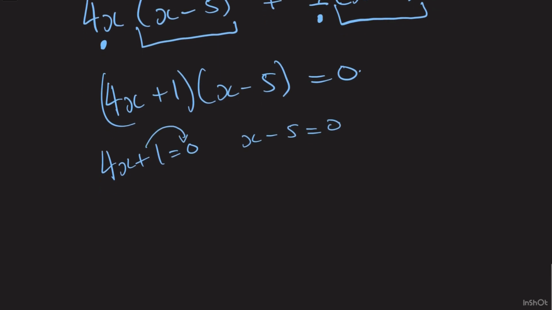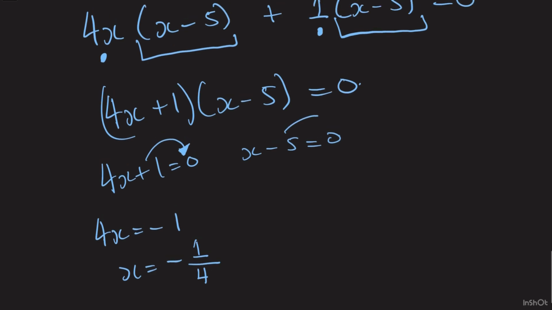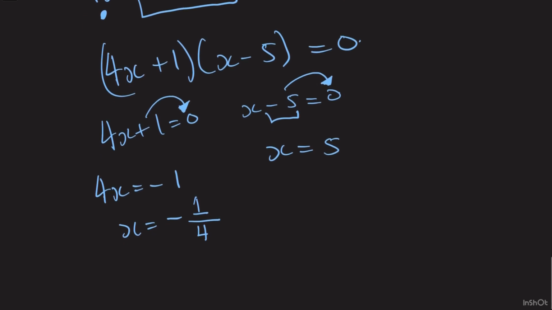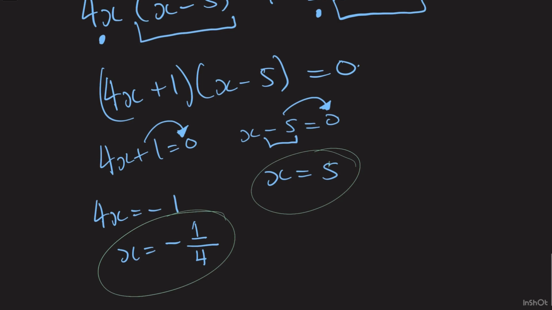Bring the 1 over to this side. Whenever you move a number from one side to the other, it changes sign, so that will become minus 1. And now divide both sides by 4. On this side, we want to just move the minus 5 over to the other side, so we'll go from minus 5 to positive 5. So our final answer is x equals minus a quarter and x equals 5.